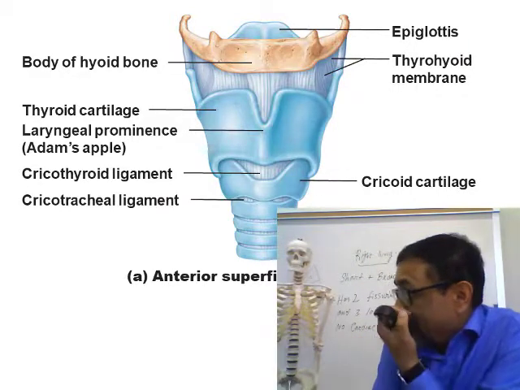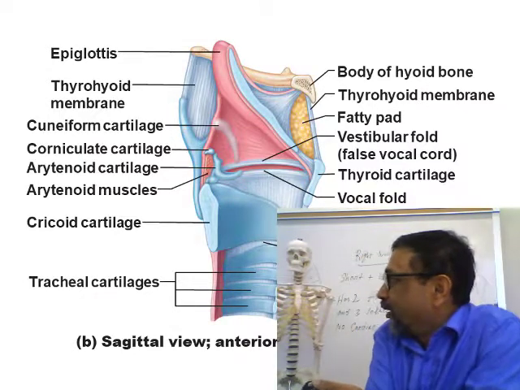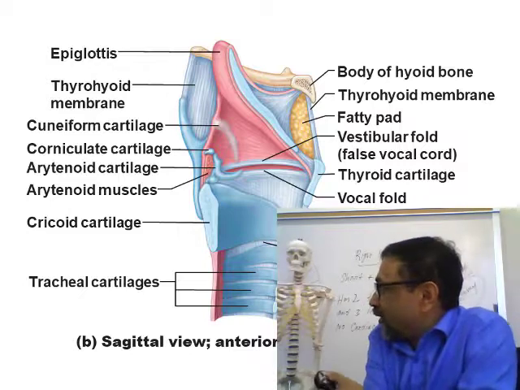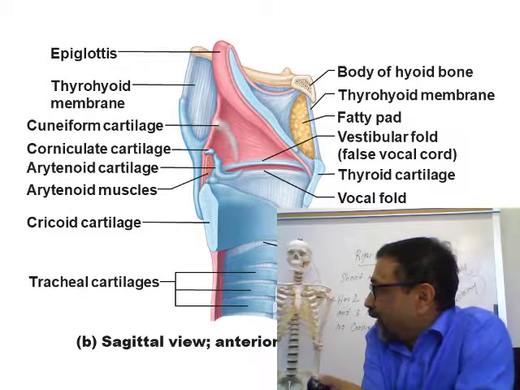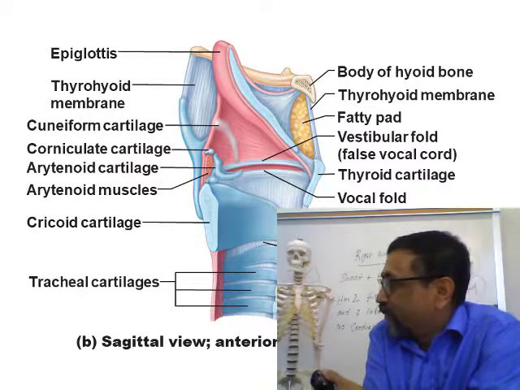Here you can see the small paired cartilages, cuneiform, corniculate and arytenoid. Those are small cartilages. Now inside the larynx you have vocal folds.